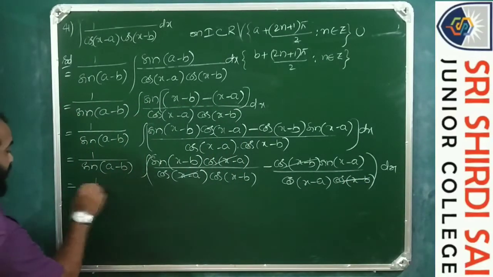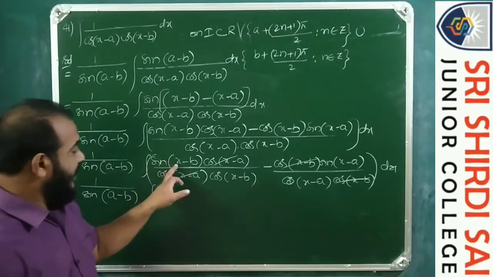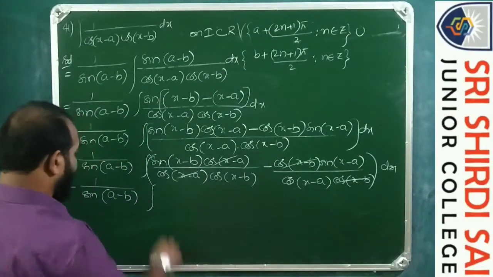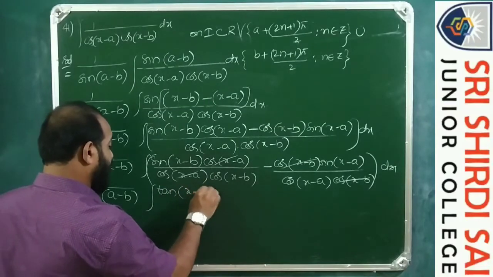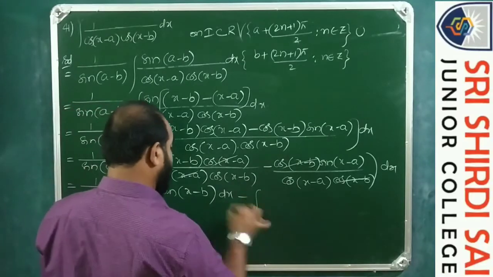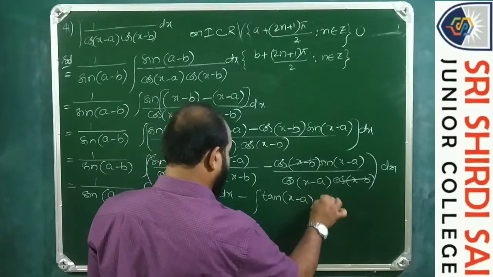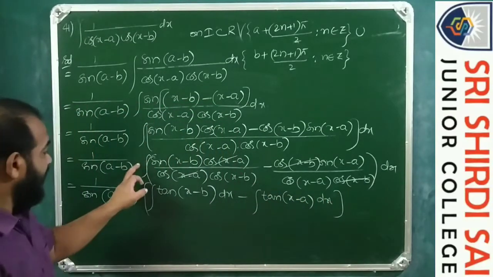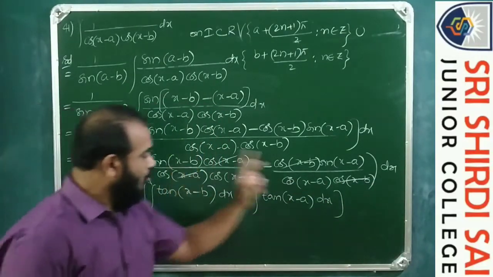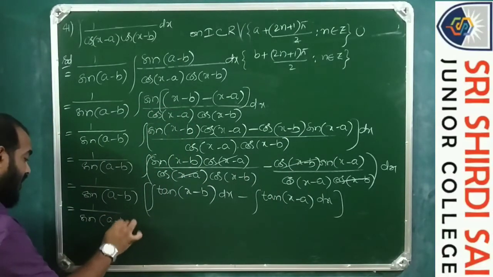So this is equals to 1 by sin a minus b integral sin x minus b by cos x minus b. Sin theta by cos theta is tan theta. So tan x minus b dx minus, again sin by cos is tan x minus a dx. So this integral of dx I have distributed to both these terms. So 1 by sin a minus b integral.